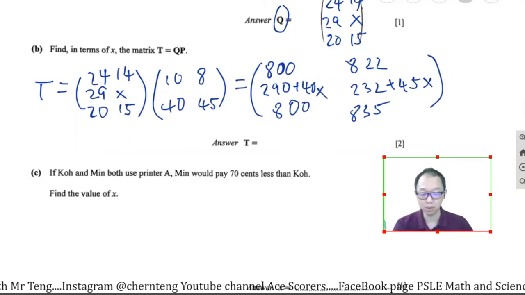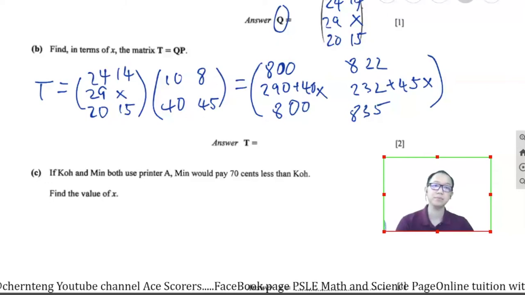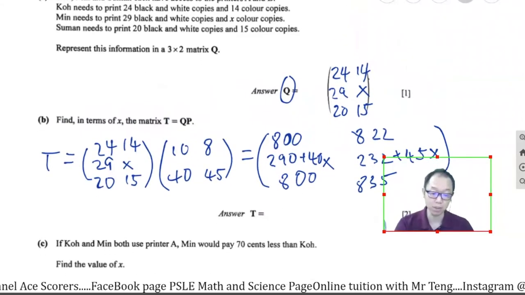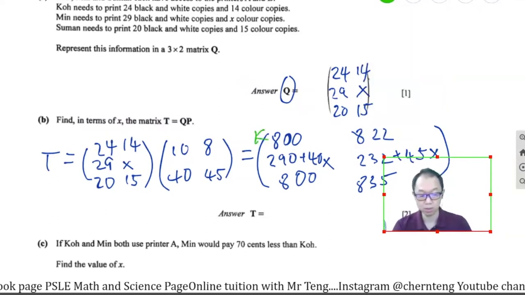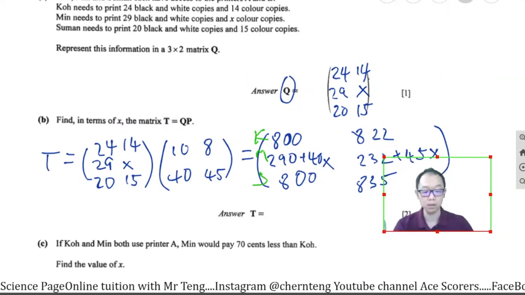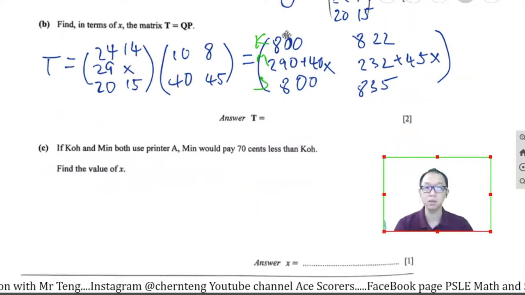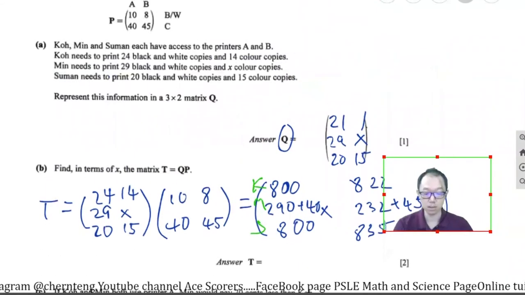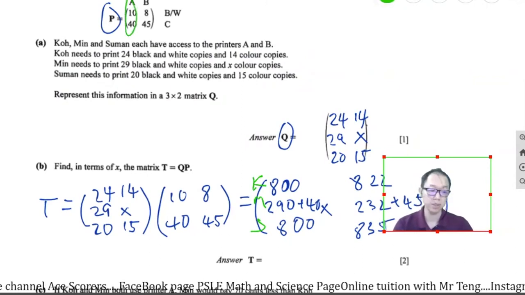The next one: if Ko and Min both use printer A, Min will pay 70 cents less than Ko, find the value of x. So where are Ko and Min? We have to look at our question: Ko, Min, Su, Man, in this sequence. If Ko and Min both use printer A, the first column is printer A. How do I know that? Because it's from here, printer A.